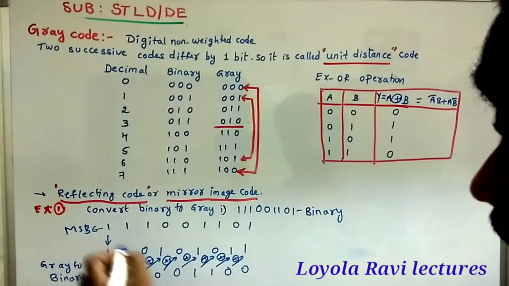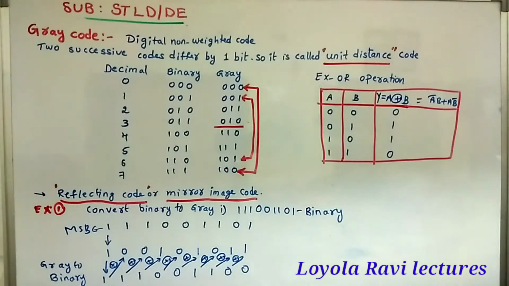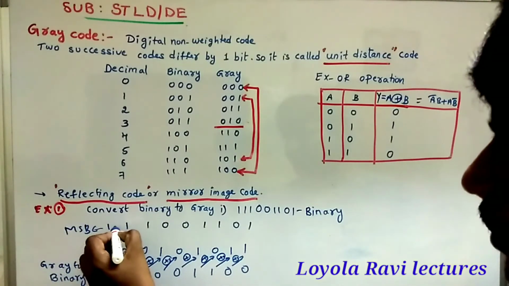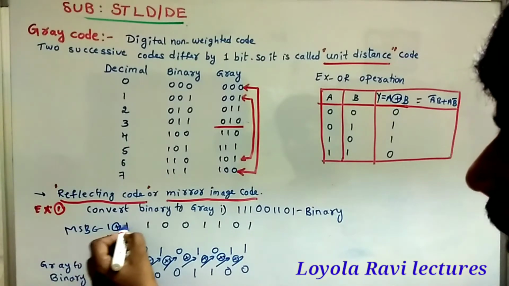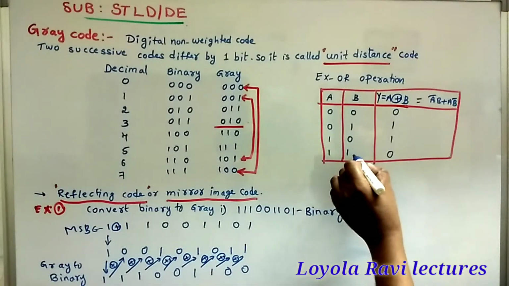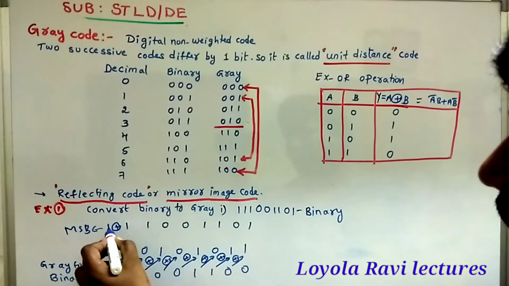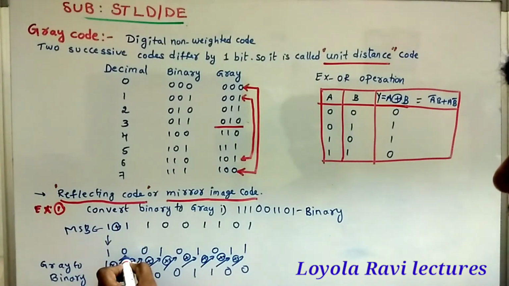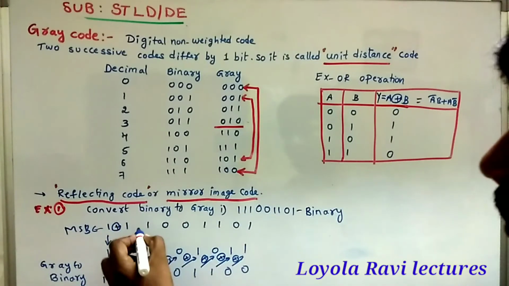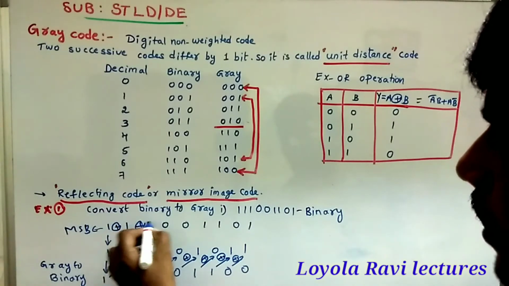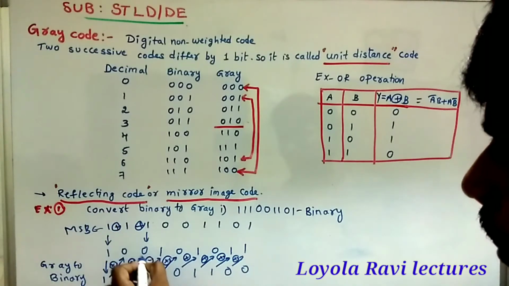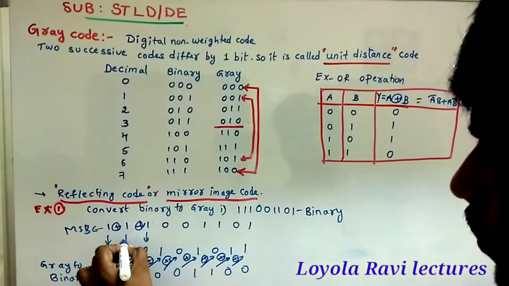The MSB bit as is you can write. You have to perform XOR operation in between these two. 1 XOR 1, what is the output? 0. 1 XOR 1 output is 0. Then in between these two, again 1 XOR 1, output here you can write 0.